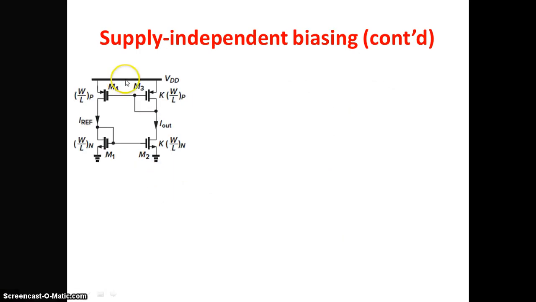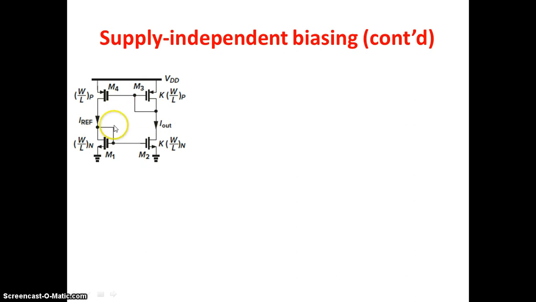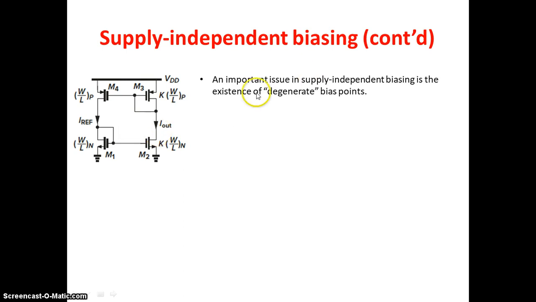With the continuation for this particular circuit, what we have discussed earlier in slides, here we have some drawback, and that issue is called a degenerate bias point. What is that degenerate bias point? As you all know, it is independent of supply voltage.